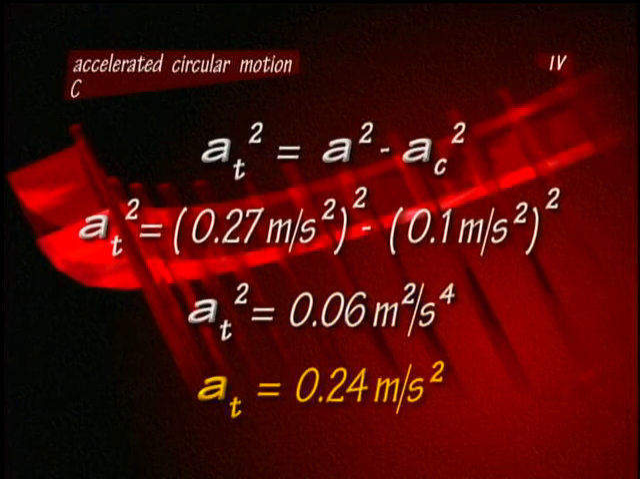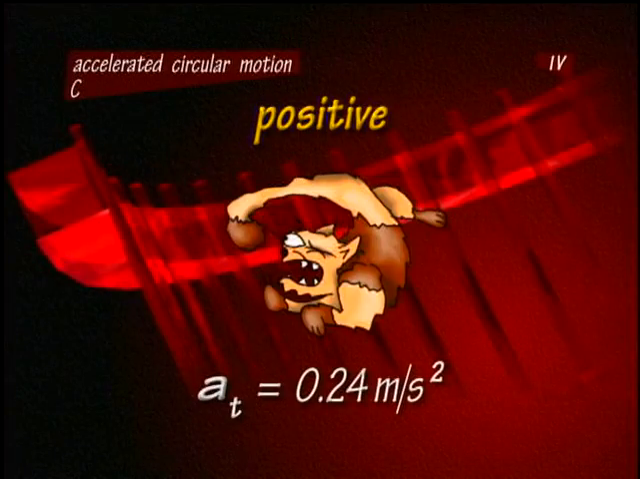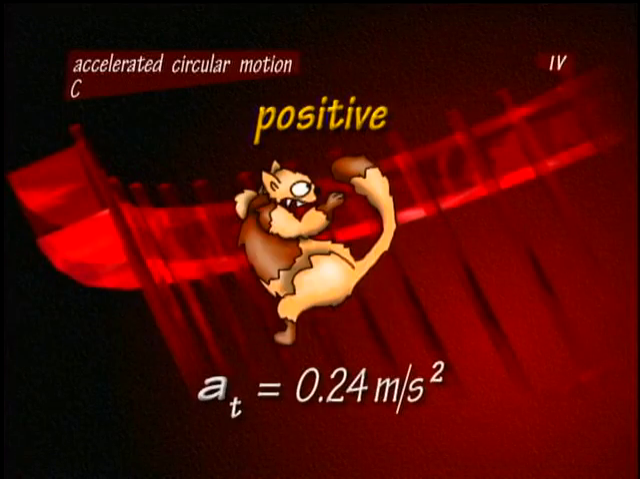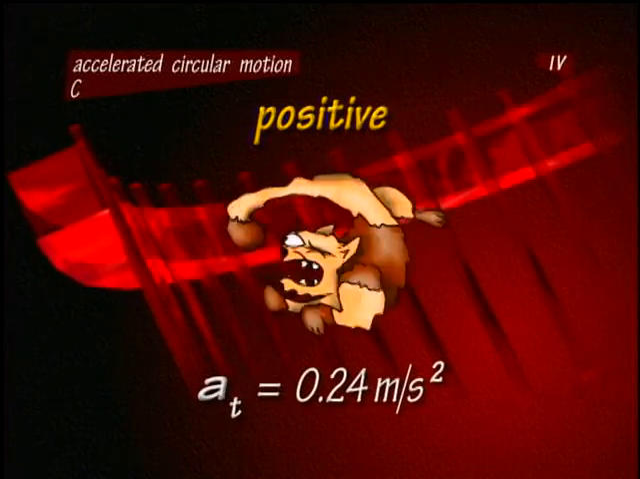Take the square root of that to find a sub t, and we get that the tangential acceleration of Cat's head is 0.24 meters per second squared. And because the tangential acceleration is positive, we know that Cat's head is going faster and faster and faster.